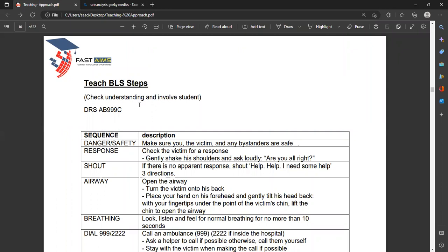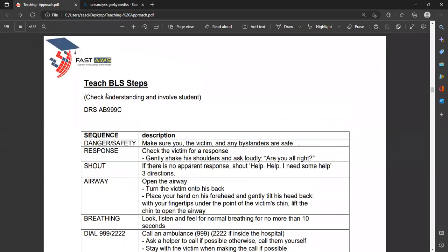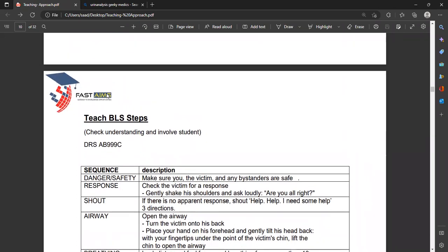You can start like this, and then there's a mnemonic. This is DRS AB 999C. D for danger, check for danger. You all know, first we check the danger. Just repeat it in front of the student, how we check the danger. We remove all the electrical wires or water. If we see anything, we remove everything from the mannequin, from the dummy.